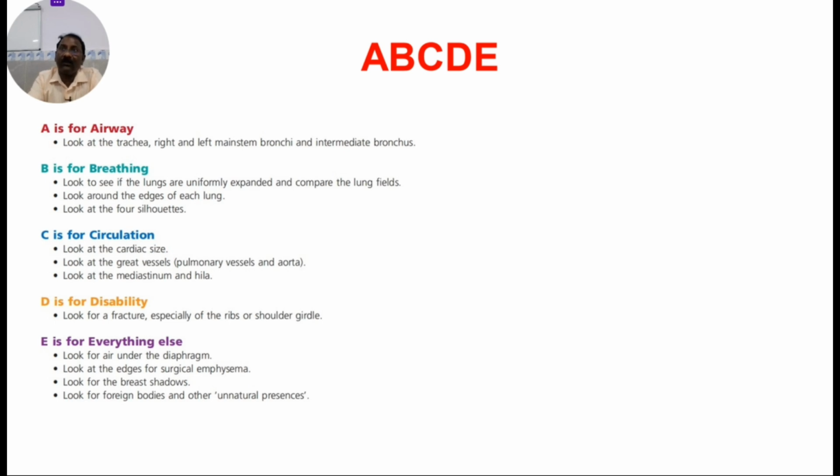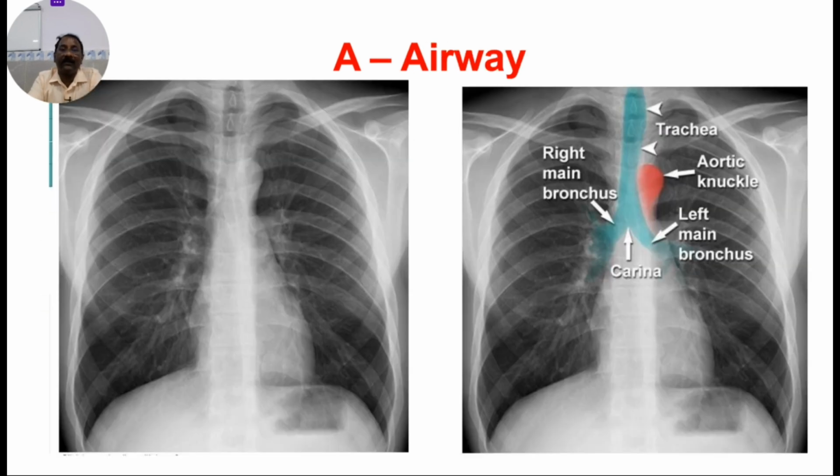So all these things we are supposed to look for in the X-rays. See airway. See the trachea. You have the right main bronchus and the left main bronchus. The junction is called the carina. So this is the normal carina, that angle, right bronchus, left main bronchus, etc.